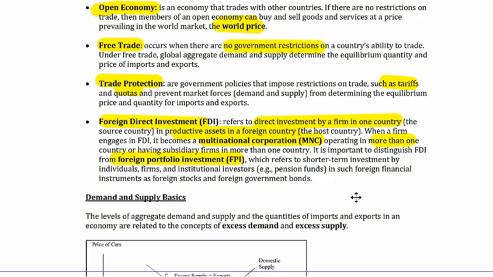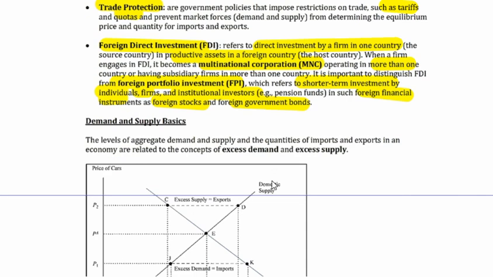Okay, what it then is FPI, foreign portfolio investment. That's more of a short-term nature as opposed to investing in larger and longer-term assets. Short-term investment by individuals, firms, and institutional investors in foreign financial instruments, things like stocks and bonds. It's more on the investment side, shorter term as opposed to longer term in productive assets of a country.